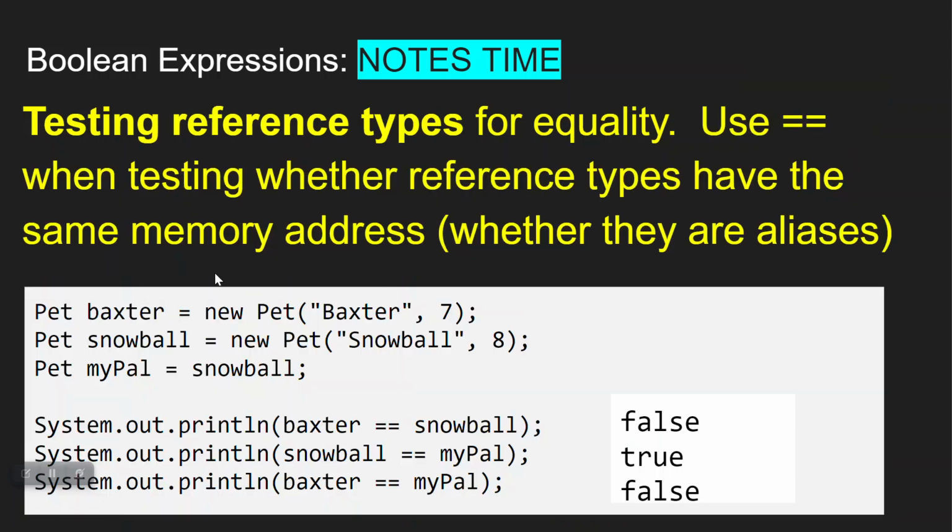If I had those 3 lines of code, and then if I printed is Baxter equal to Snowball, that's going to print false because they are not aliases of one another. And then if I printed Snowball equals my pal, well, these are aliases of one another, so that's going to print true. But then if I printed Baxter equals my pal, that would be false because, again, Baxter is not an alias of my pal. So if we're talking about reference data types, if we use equals, what we're actually testing is whether or not they are aliases of one another.